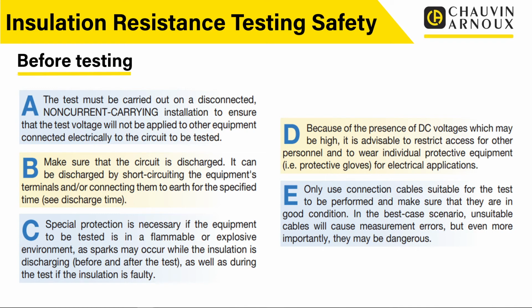So B, make sure that the circuit is discharged. It can be discharged by short-circuiting the equipment's terminals and/or connecting them to earth for a specified time. So again, this is an important procedure, and when we start talking in the next webinar a little bit about the sort of high voltage testing, you will see on here that when we actually apply these test currents, equipment can become charged up to the voltage, and it can store that voltage unless it's fully discharged.